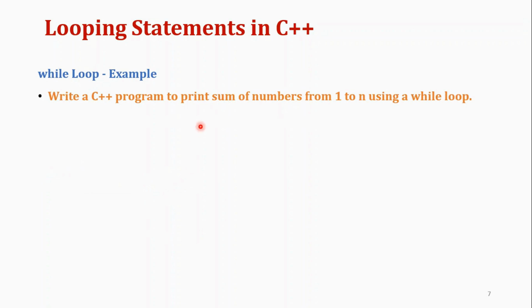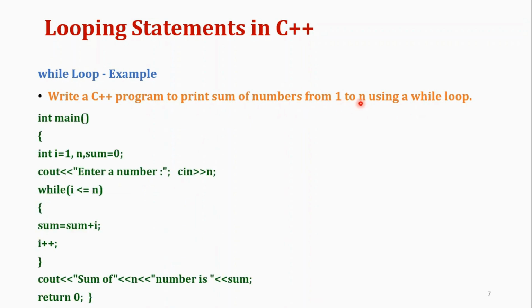The example is to print the sum of numbers from 1 to n using a while loop. The same program, slightly modified. So, sum of n numbers. I have to sum every number from 1 to n. The initial value will be 1 and the highest value will be n. So your number has to traverse till n. Let us see the example program.